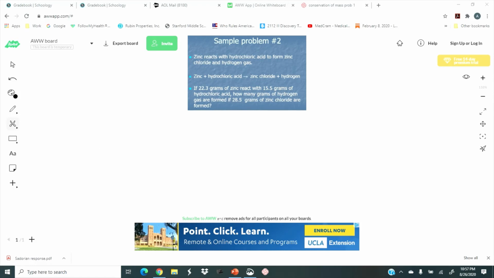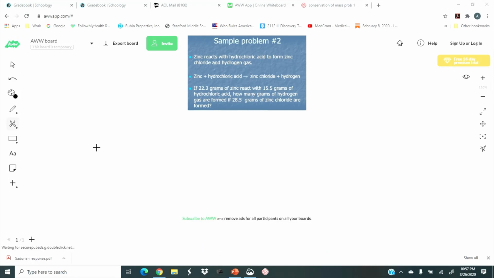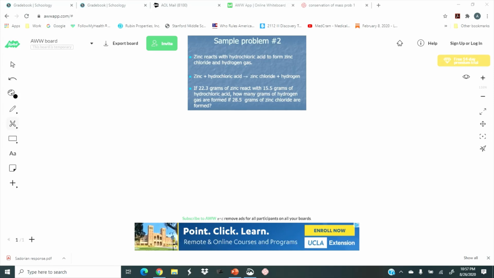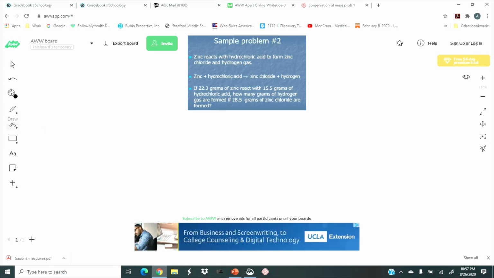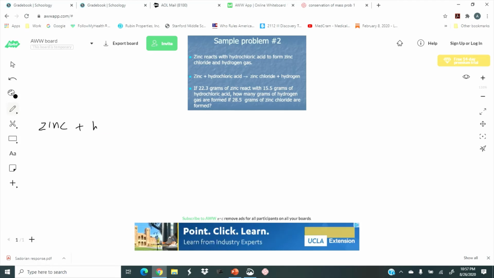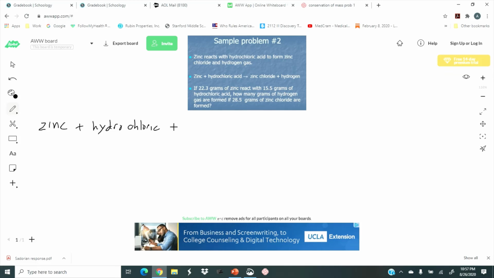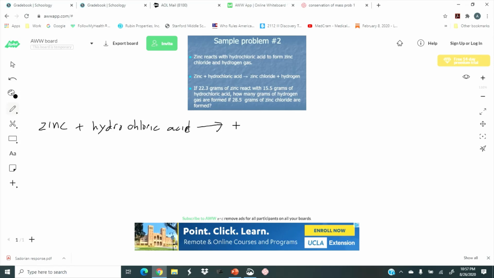So the second problem is a little bit more involved, the same idea. We have this chemical equation already set up for us. Zinc and hydrochloric acid goes to form zinc chloride and hydrogen. So let me write that out. Zinc and hydrochloric acid, those are my two reactants. And that goes to form zinc chloride and hydrogen.